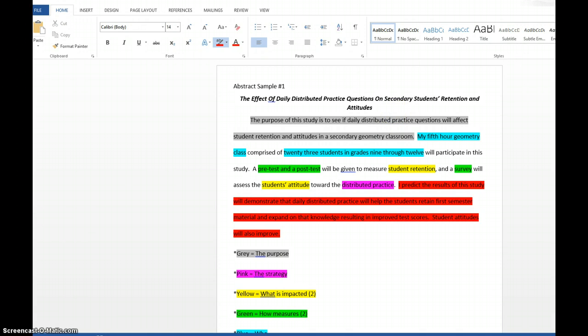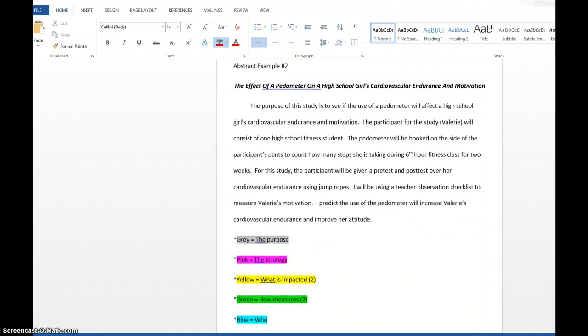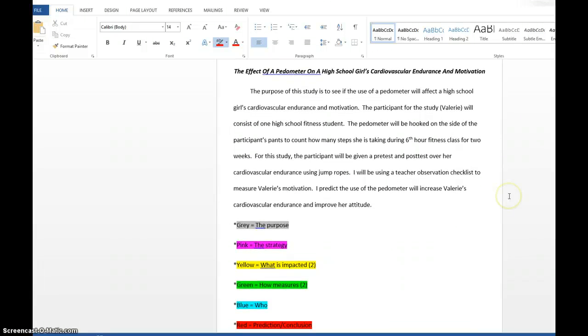Okay, let's go down to number 2 and try out another abstract. Here's abstract number 2. We're going to do the same thing. Let's go ahead and read it. The effect of a pedometer on a high school girl's cardiovascular endurance and motivation. That's our title. The purpose of this study is to see if the use of a pedometer will affect a high school girl's cardiovascular endurance and motivation.